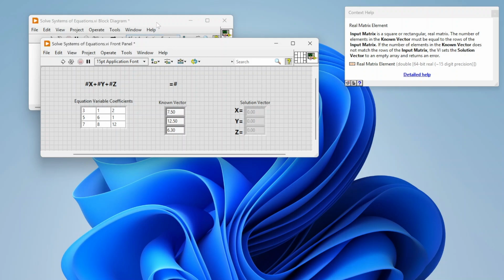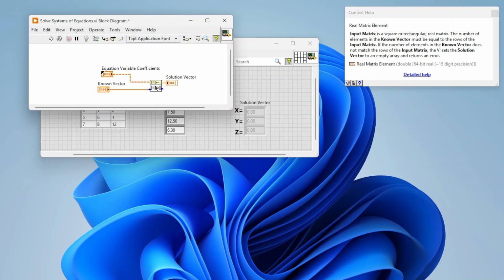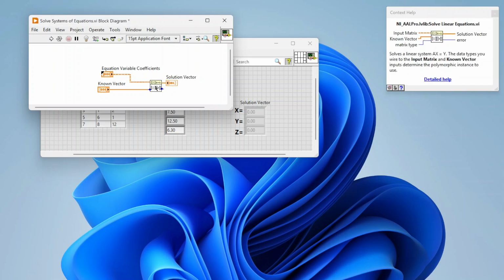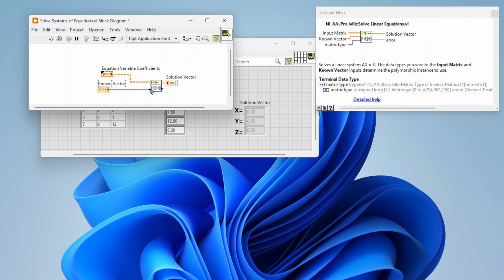Now I want to show you the code for this. Super simple, right? It's a single function, the solve linear equations function. All it takes in is an input matrix, and we're passing in a known vector. We also can specify the matrix type, but for a simple thing like what I'm doing, general is all I need. And then it does all the work. So it really takes no programming at all. It's just knowing that this function exists.